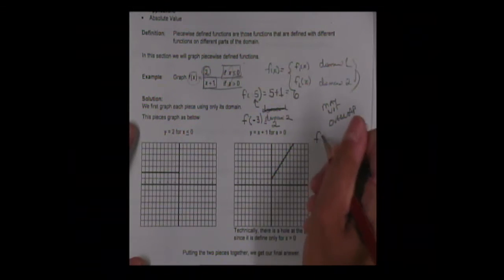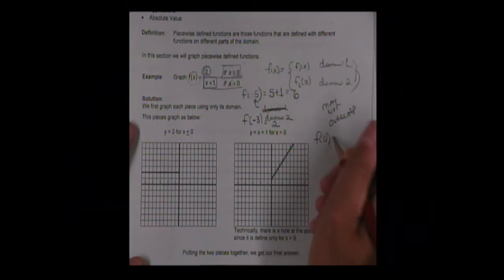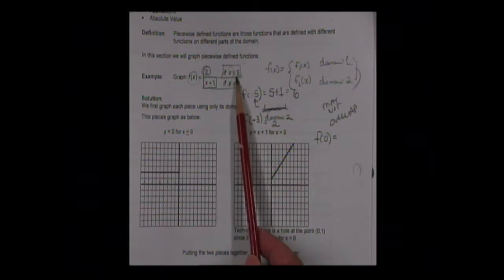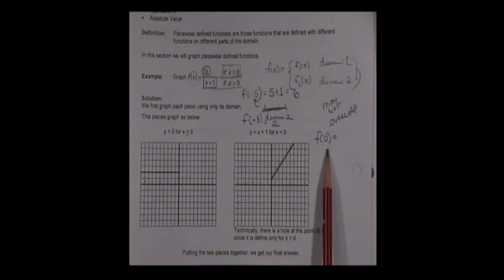Let's do one more, and we'll see some more of this in the notes. Suppose I wanted to do f at 0. Now notice f at 0 is where the two pieces kind of break. That's where the one ends and the other one begins. So which one do I use? Domain 1 or domain 2? Domain 1, because that's the one that has the equality. And so therefore, what would f at 0 be? 2.